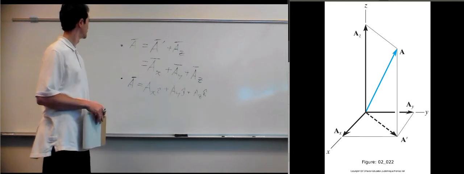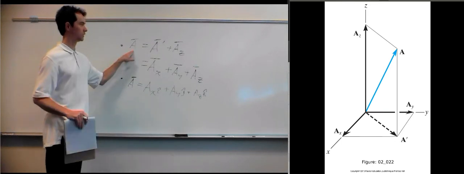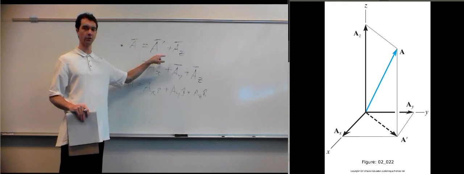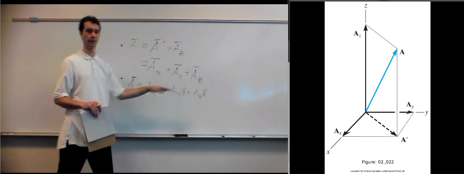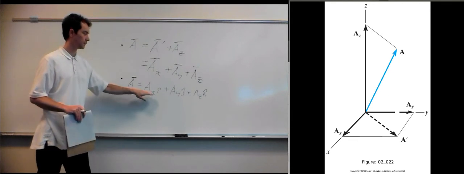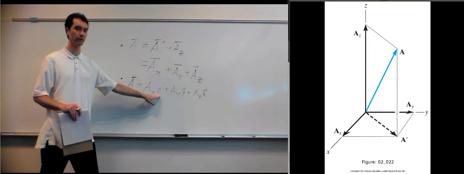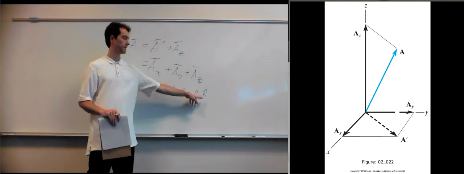So there is rectangular decomposition. We have the vector, and we're getting components that are perpendicular. This is perpendicular to that, and these three are also all perpendicular. And then here it is written in Cartesian coordinates. We've got the magnitude AX times the I direction, magnitude AY times the J direction, and magnitude AZ times the K direction.